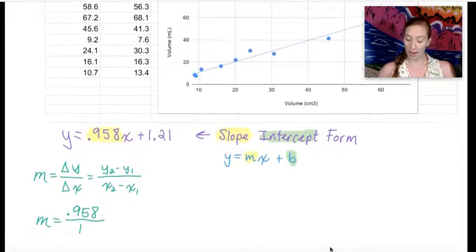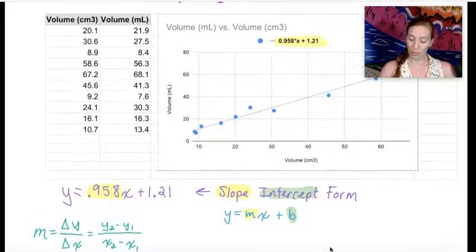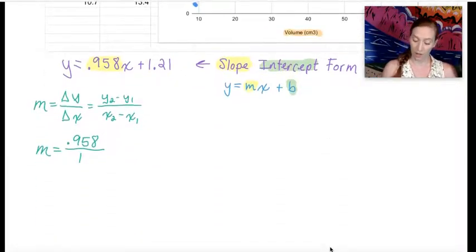Now, if we look back at our graph, we'll see what our values are being graphed as far as our y and our x variables. For us, we've got y as milliliters and x as centimeters cubed as far as our volume units. So I'm going to go ahead and add this in to my slope. And what you can see very clearly here is that we have a relationship between milliliter values and cubic centimeter values. Okay. This is a proportion.